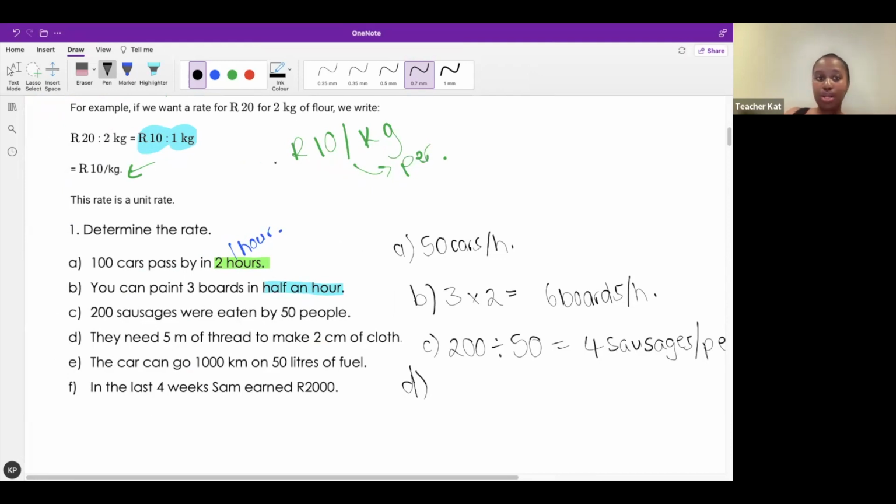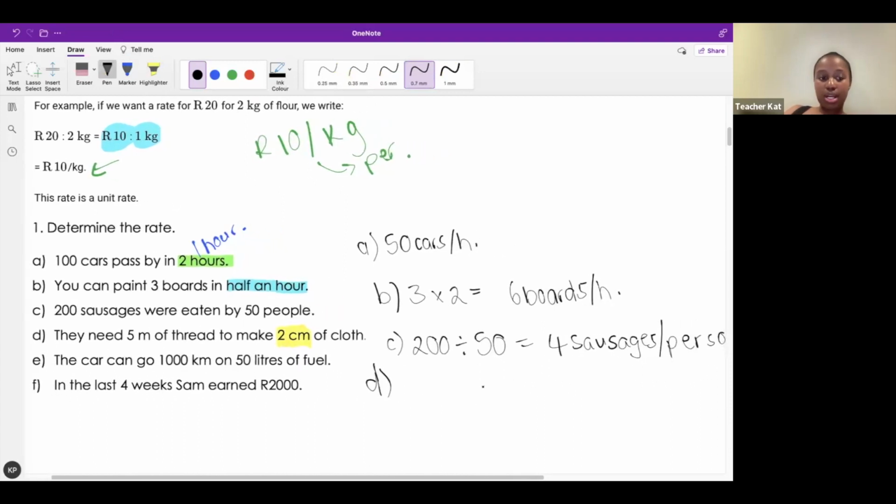If I want to know for 1 centimeter. Currently, I'm sitting on 2 centimeters here. And I want to know to make 1 centimeter of cloth. So what do I have to divide this by? This one is tricking us a little bit.